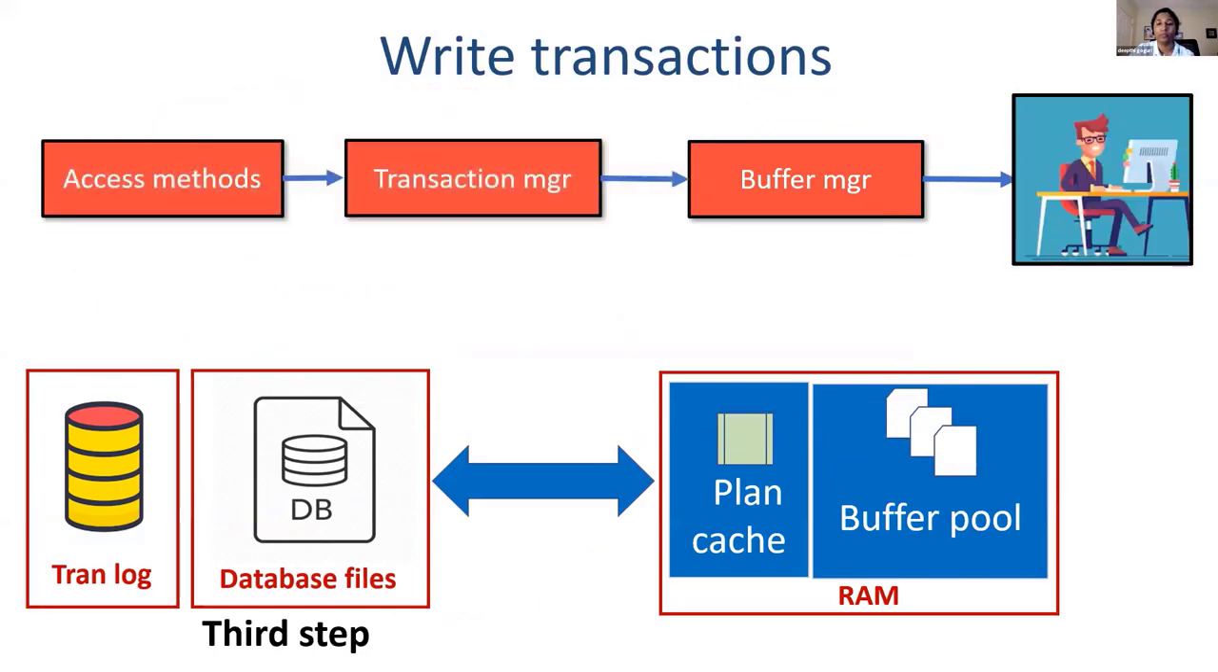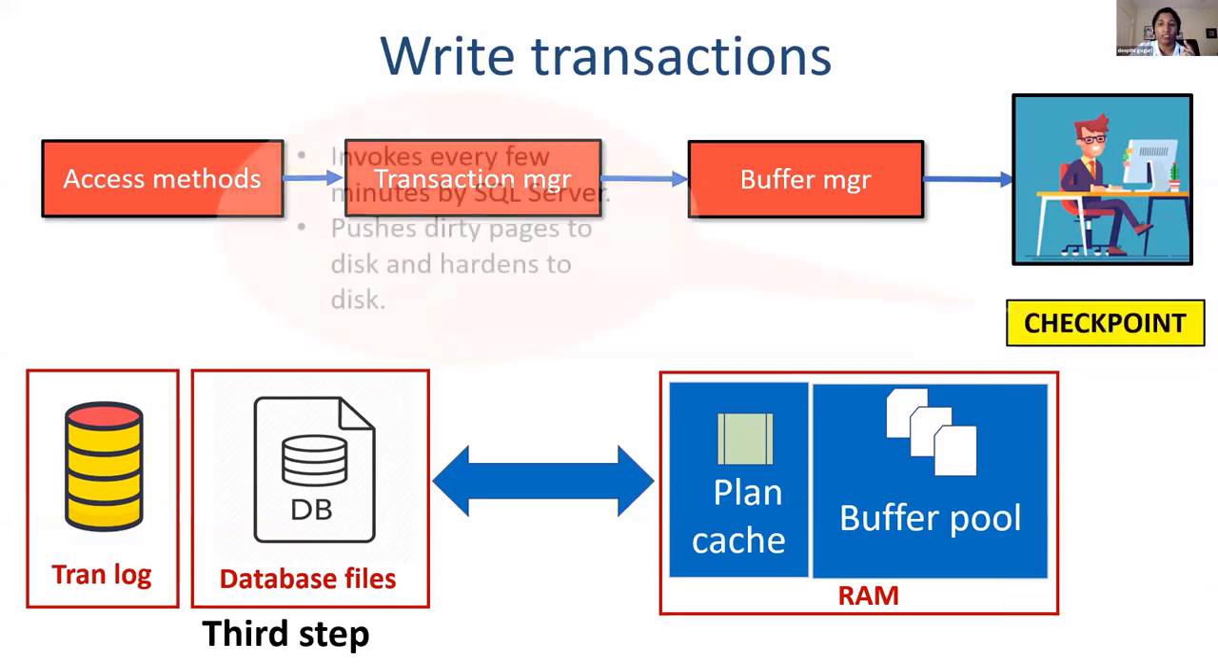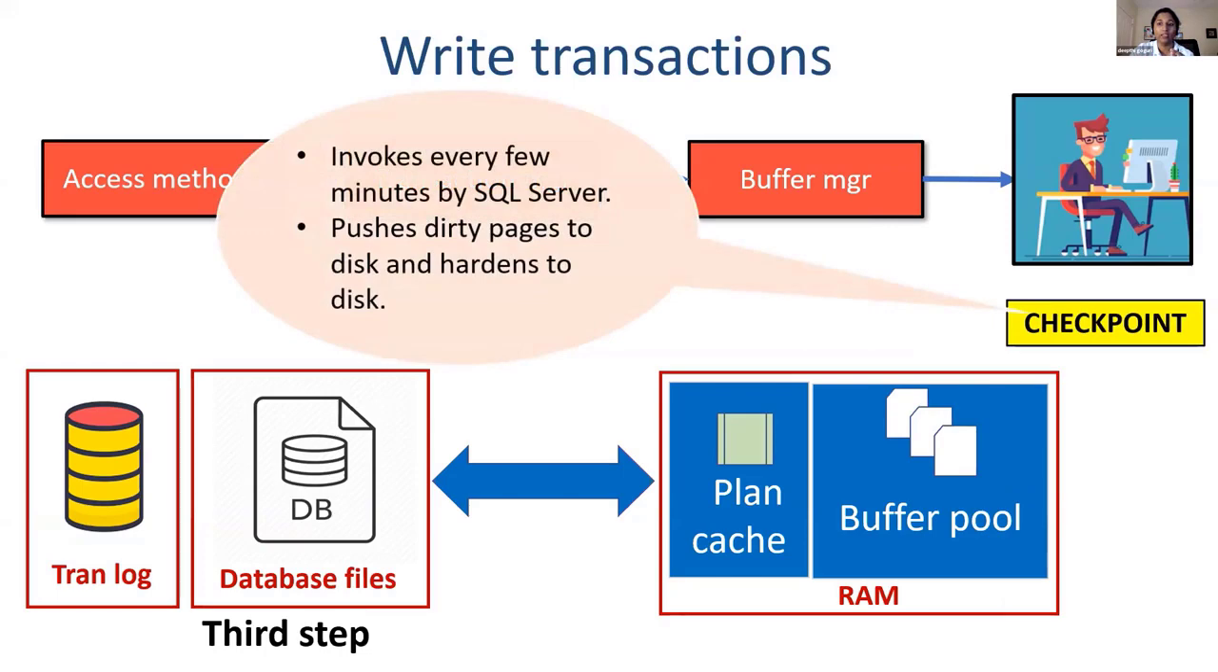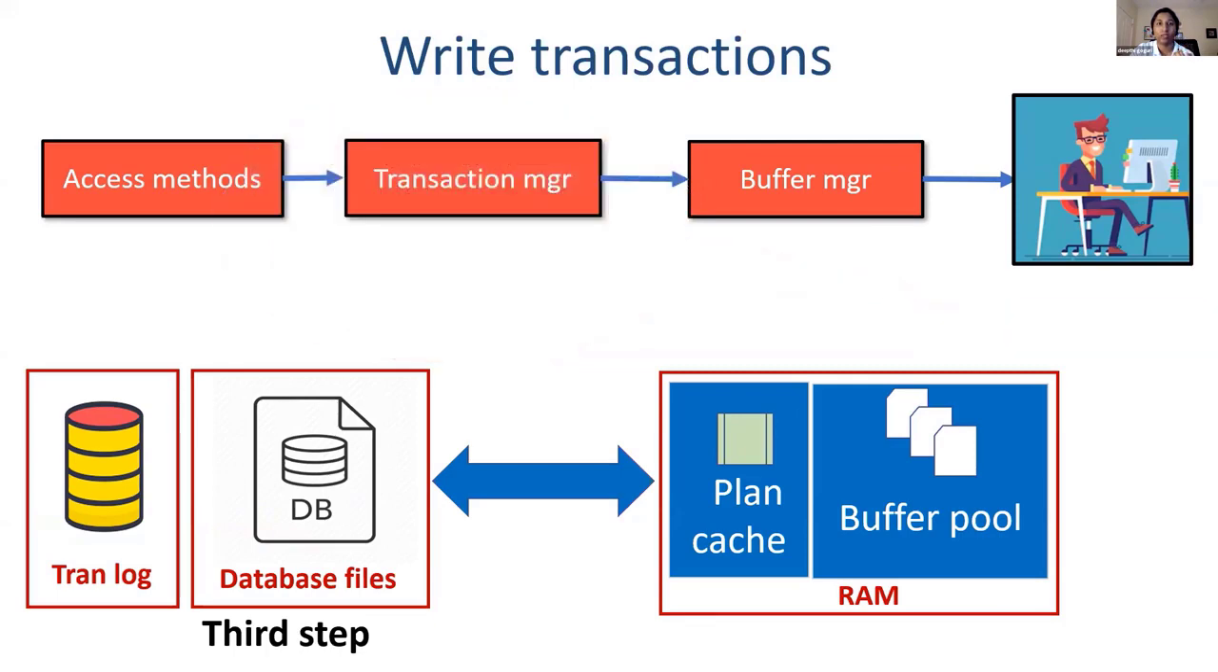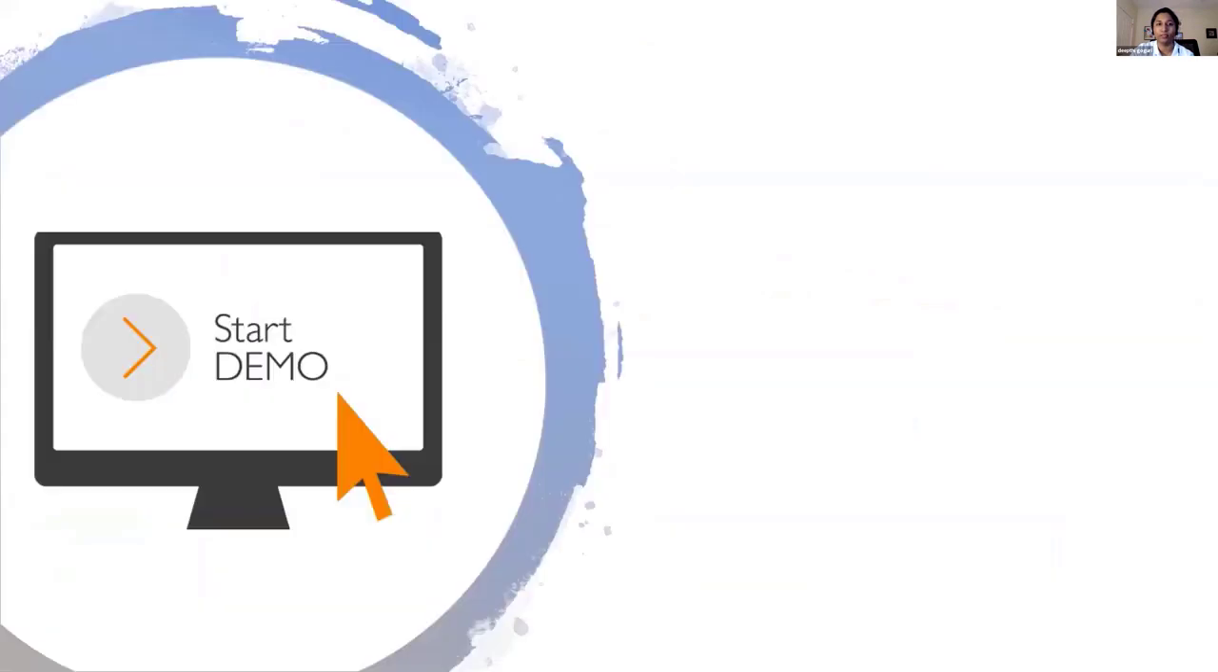But did you observe here? The data has been modified in the buffer pool, but it did not go back to the disk, yet the result is already sent to the user as success. So there is a process we discussed earlier: the checkpoint will kick in. It will check for the dirty pages in the buffer pool and write all these dirty pages into the database files. That's how the write transactions work.